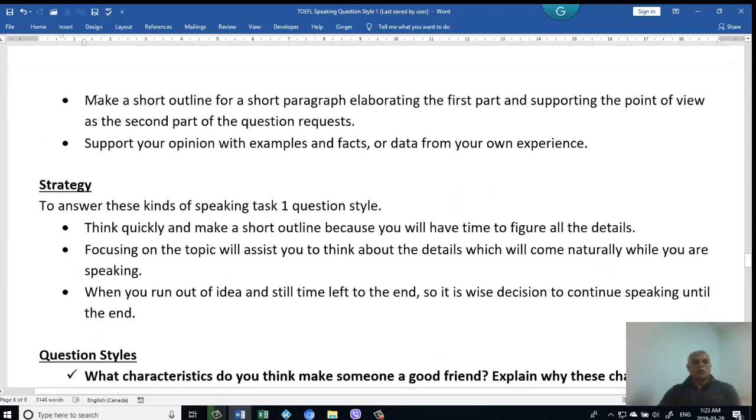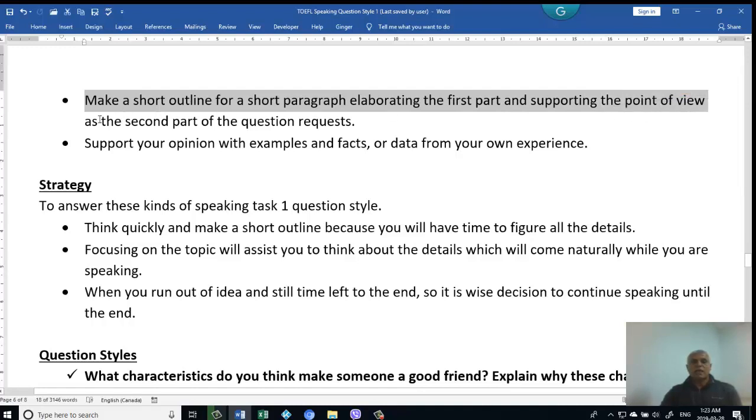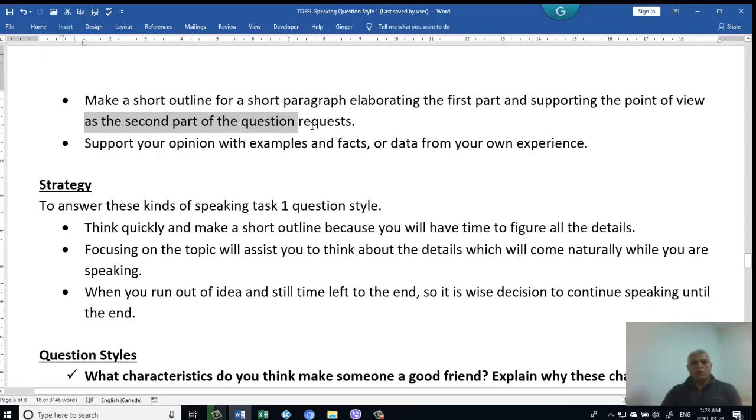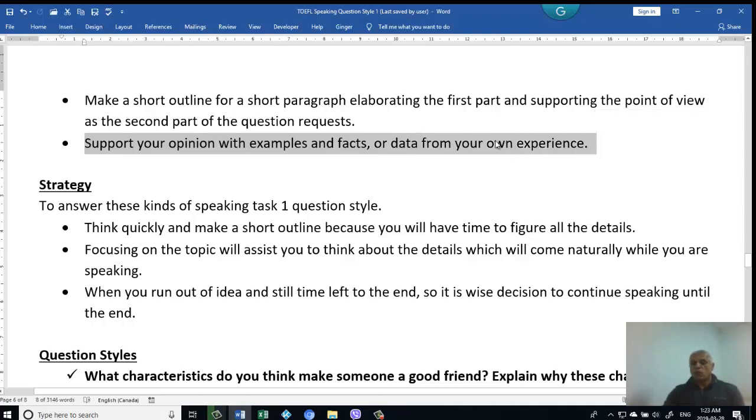Make a short outline for a short paragraph elaborating the first part and supporting the point of view as the second part of the question requests. Okay, here. Then support your opinion with examples and facts or data from your own experience. Here we have to support whatever opinion you give. How are we going to do this question?